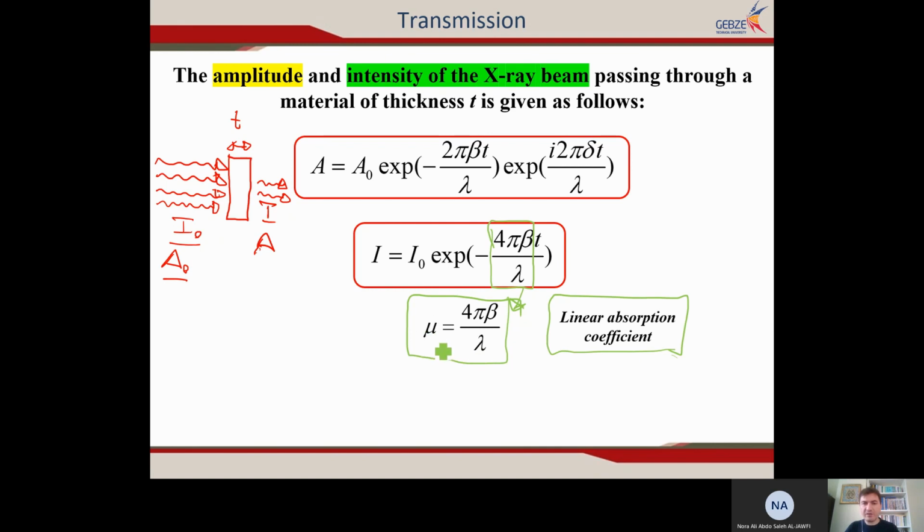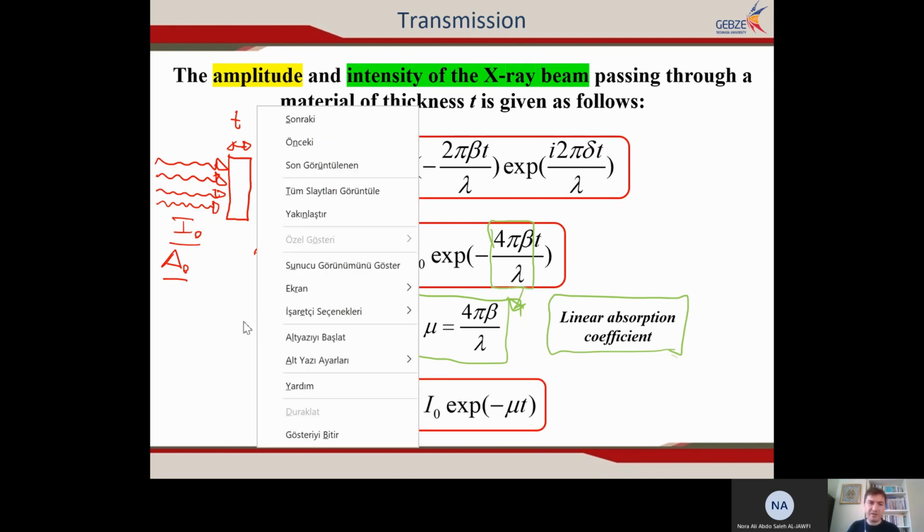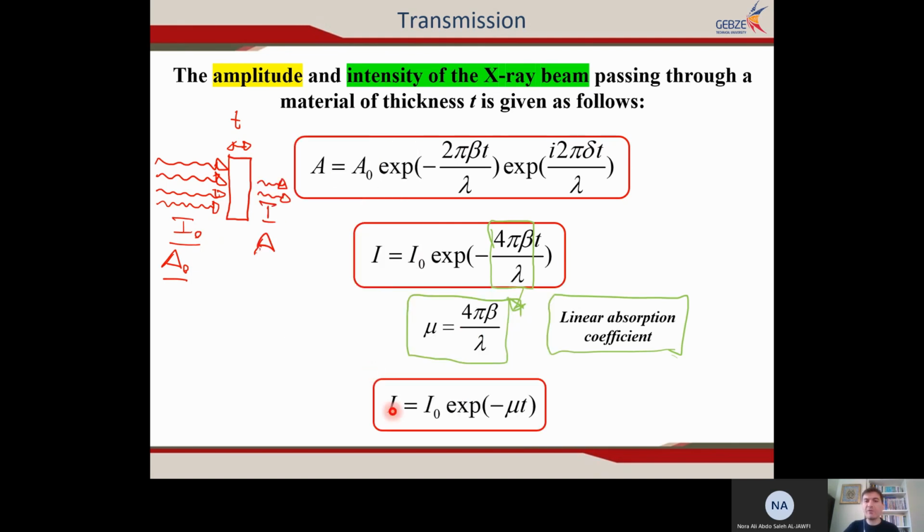By using this mu instead of this term here, finally I can get the intensity relation. So now we have the final intensity, which is equal to the initial intensity times e to the power of minus mu T. T is the thickness of the material, and mu is the linear absorption coefficient of the material. Do you have any question here?